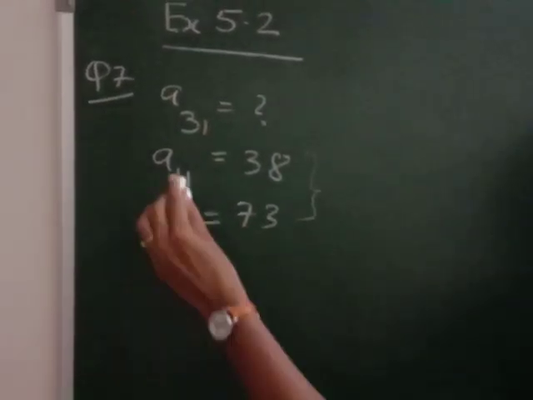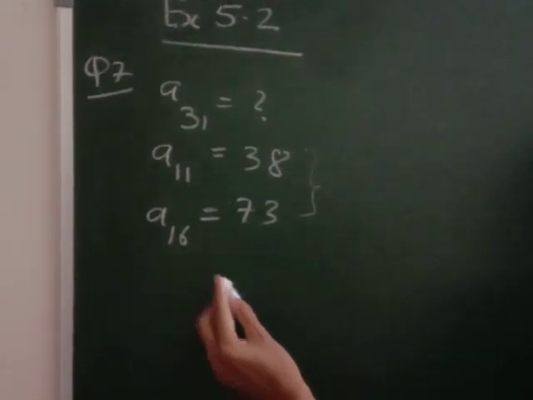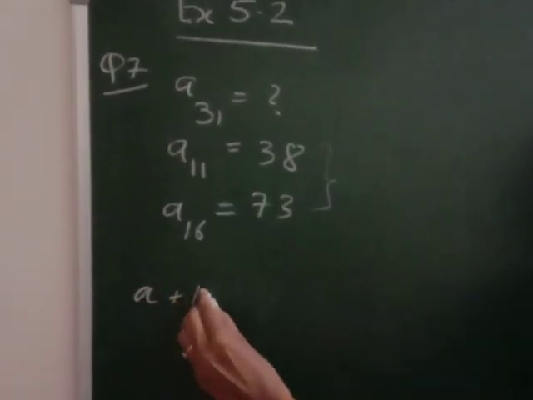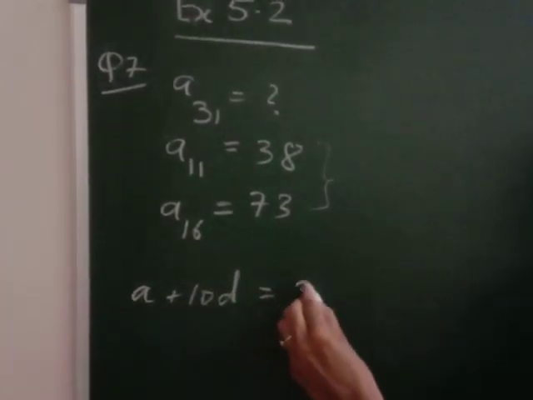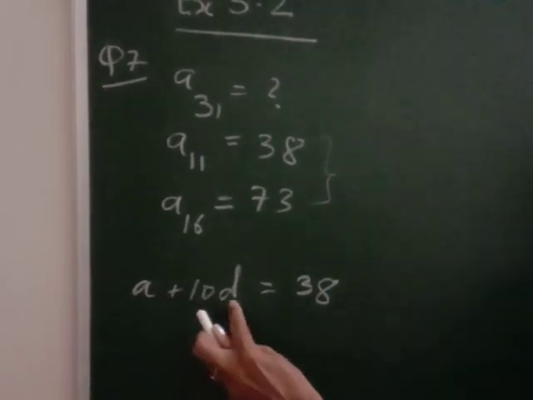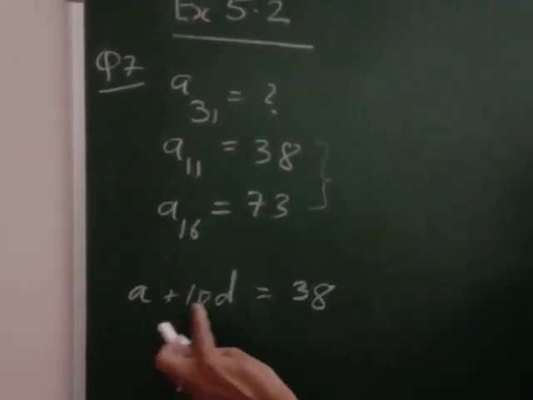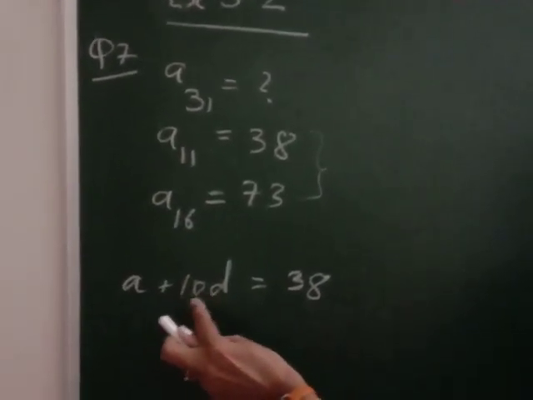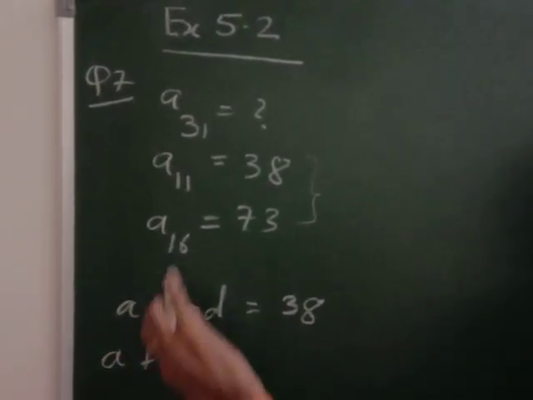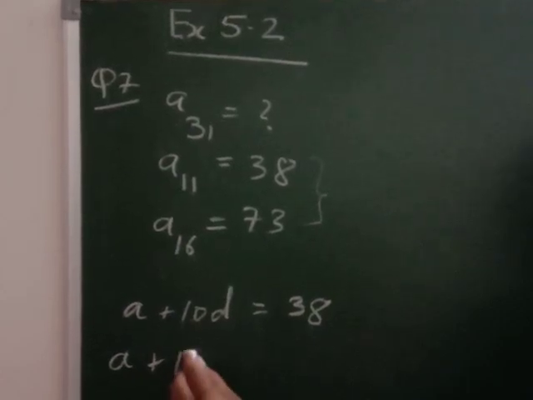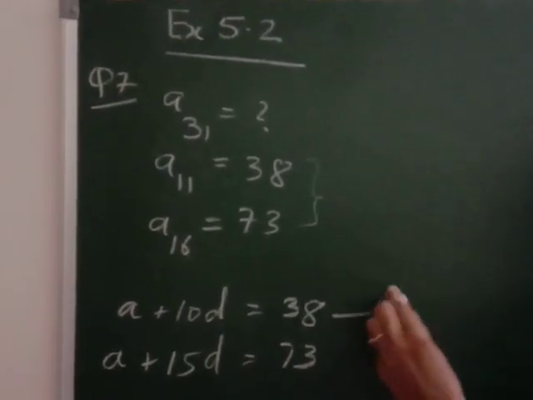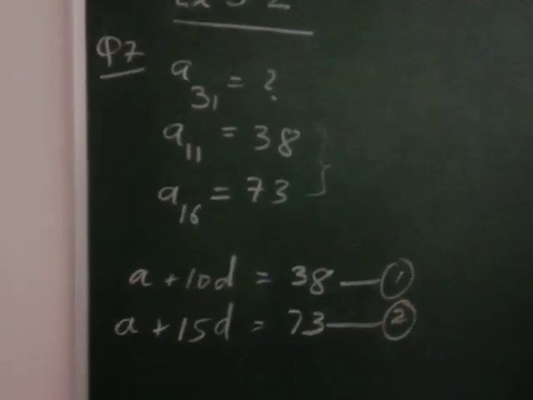Okay, so here in place of A11, I can write A plus 10D according to the formula. What is the formula? A plus (n minus 1)D. Here n is 11, so n minus 1 means 11 minus 1, which is 10. Similarly, I can write for this also. It will be A plus, it is 16, so it will become 15D is equal to 73. This is my equation number 1 and this is my equation number 2.